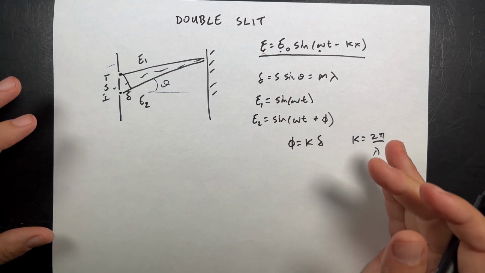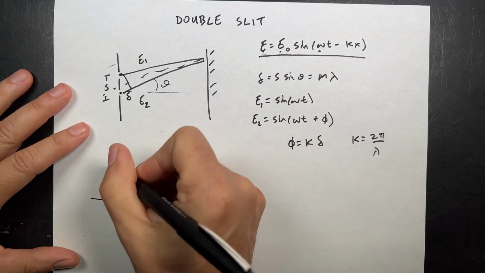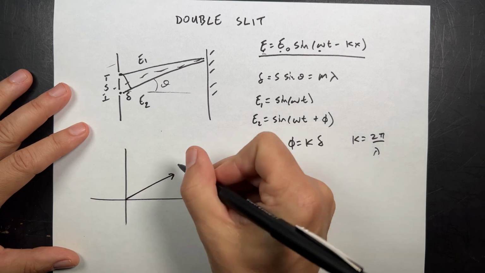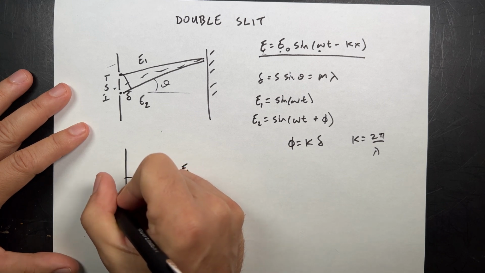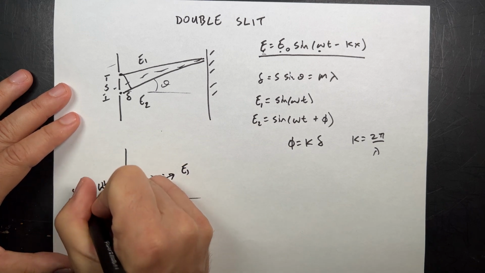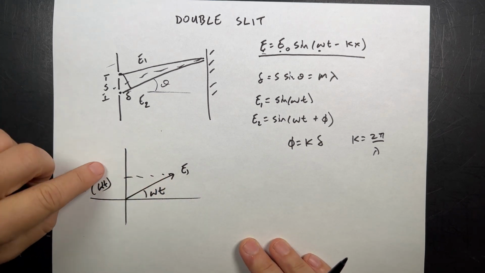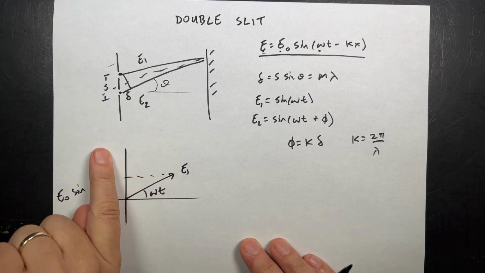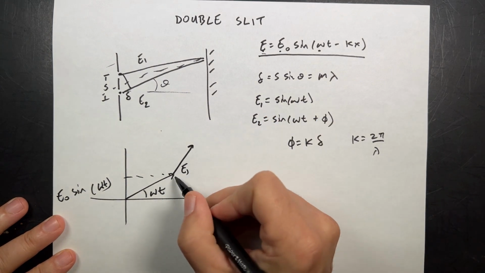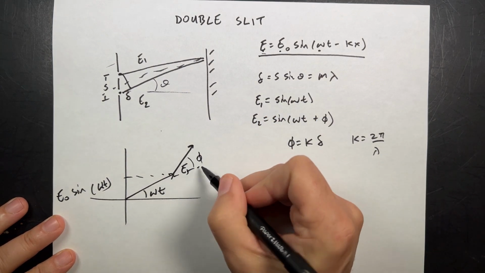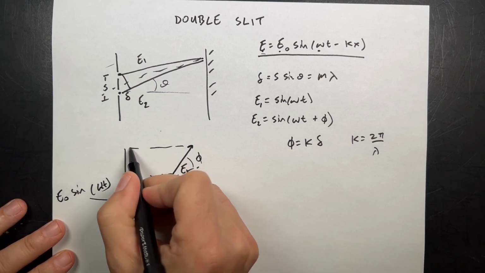But one way to add these is the idea of phasors. Imagine that I have an electric field like this. This is E1, and this is omega t. Then this would be E0 sine omega t. So you can imagine the y component of this vector as this vector rotates around. And then E2 would be a vector like this. It's a little bit different because it's the same thing but has this phase shift phi right there. And if I add these two as vectors, I can take the projection over here.